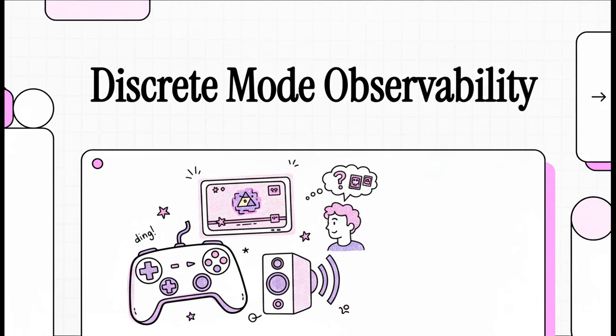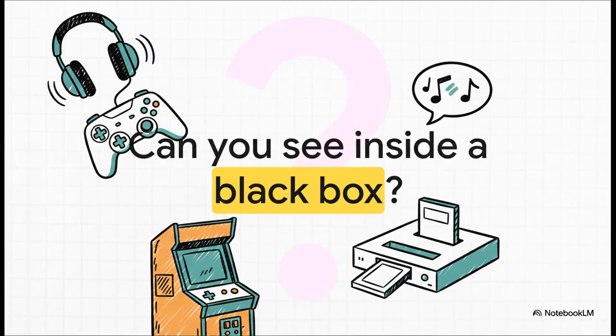So today, we're going to talk about something from systems theory called discrete mode observability. Now, I know that sounds super complicated, but it's really about solving a puzzle you probably already understand. How do you know what's going on inside a system when you can't actually look inside? Yeah, really, how do you see inside a black box? This is one of the biggest challenges in engineering and technology. It's a classic problem, and it's absolutely everywhere.